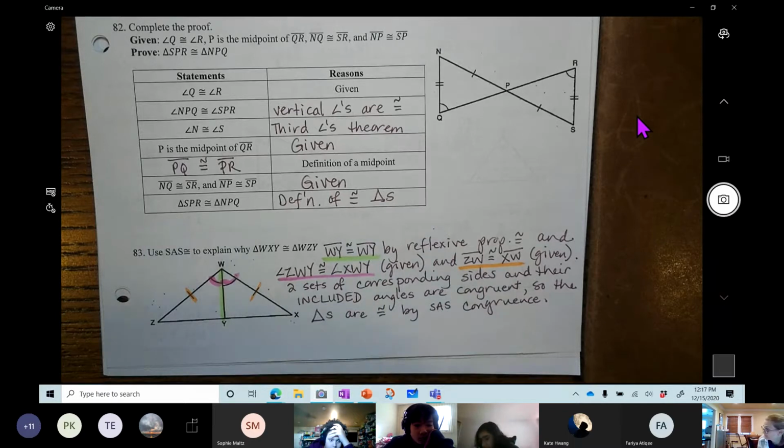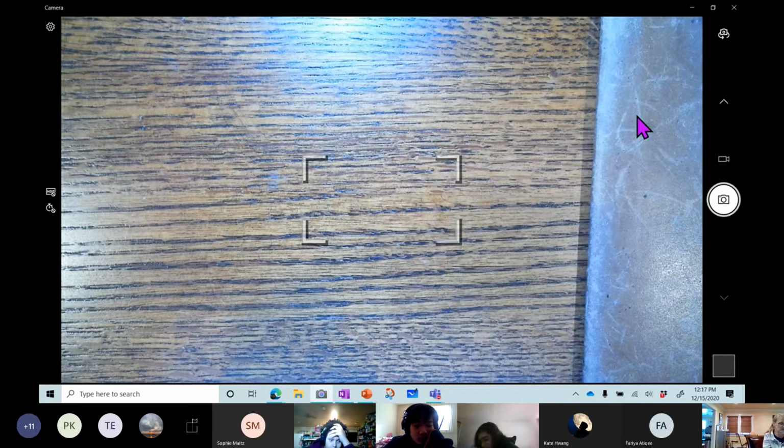Any questions? Okay, because I got to turn the page. Really unfortunate. Because we have 2 more pages. I'm trying to get through all of them.